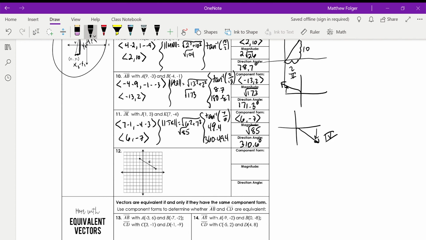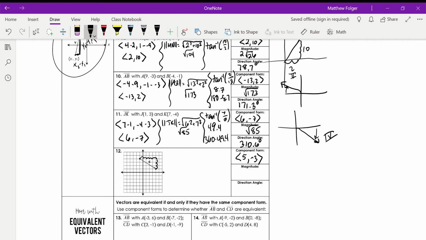All right, couple left here. Okay, this next one's the exact same thing. The nice thing is, component form is just the change in x and then the change in y. Well, how does this move? Well, it goes right 1, 2, 3, 4, 5, and then it goes down 3. So the component form of this vector is just 5, -3. If you wanted to write down the points and subtract them, that would be fine too.